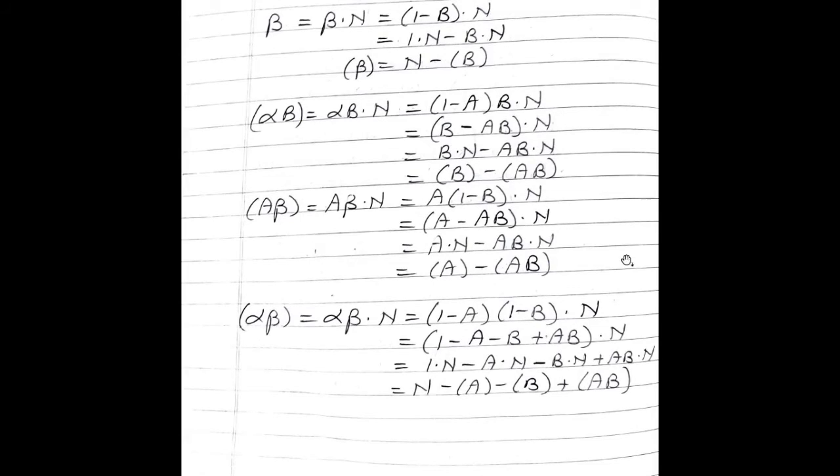Then the most important formula, alpha beta. Alpha beta dot N can be written as 1 minus A into 1 minus B dot N. Open the bracket, we get 1 minus A minus B plus AB dot N. Multiply by N now. So 1 dot N minus A dot N minus B dot N plus AB dot N, which can be written as N minus A minus B plus AB.